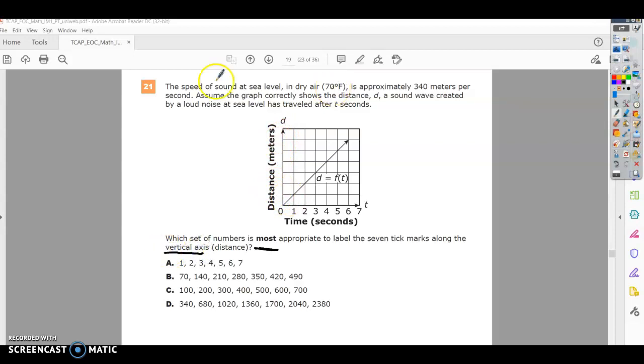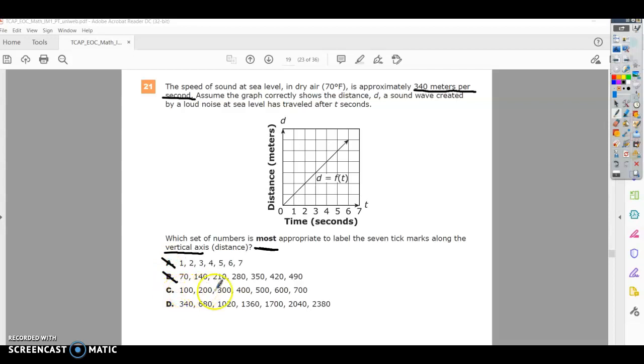So it says the speed of sound at sea level is approximately 340 meters per second. So per second, 340 meters. So we probably don't want to use the numbers 1 through 7. Starts with 70. I guess they got the 70 from the degrees Fahrenheit, but we're doing distance in meters here. So we're not talking about degrees. So it's not going to be that one.